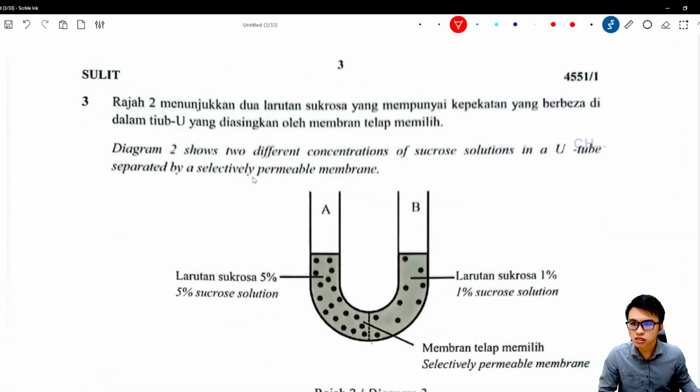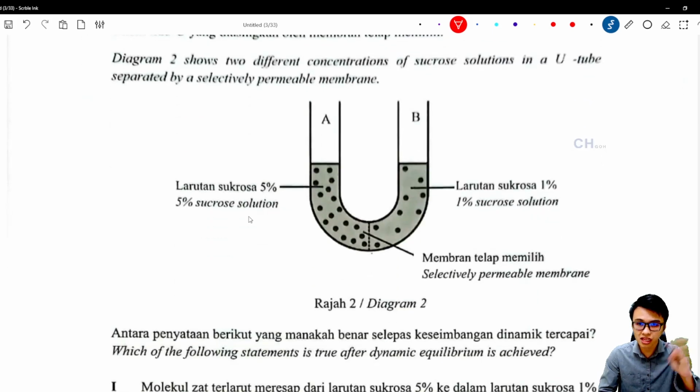The next one, diagram 2 shows two different concentrations of sucrose solution in a U-tube separated by a selectively permeable membrane. On the left side, we have 5% sucrose solution. On the right side, we have 1% sucrose solution. In the middle, we will have the selectively permeable membrane. So from what I can see here, 5% sucrose solution is hypertonic compared to solution B, which is hypotonic.